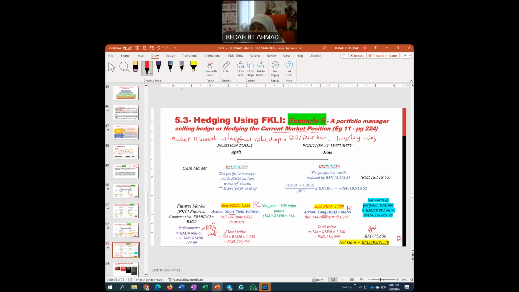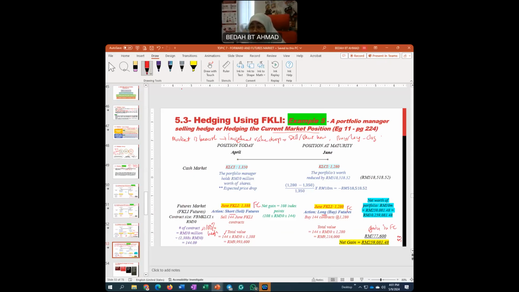So this is a gain in the futures contract. The difference between the short futures contract 9,993,600 minus 9,216,000 is 777,600. So this is the gain in the futures contract.